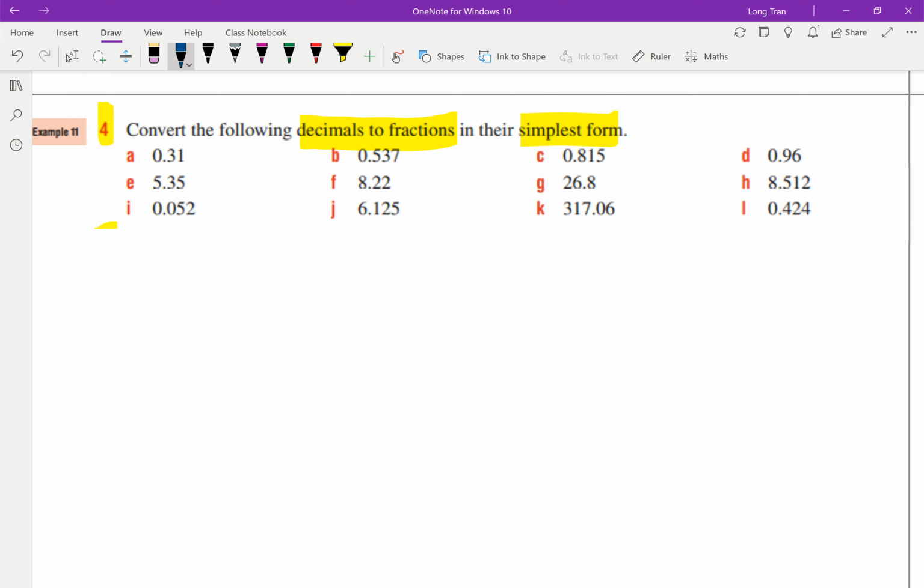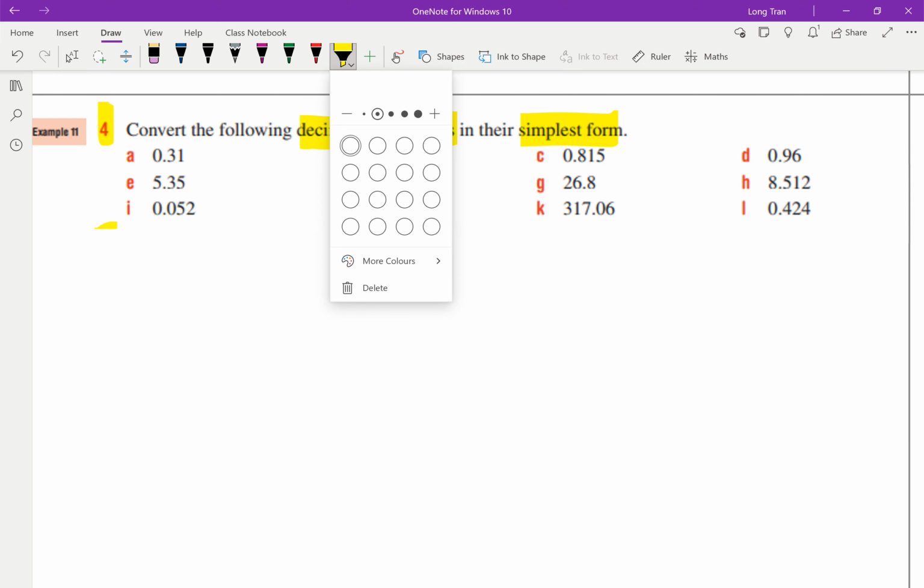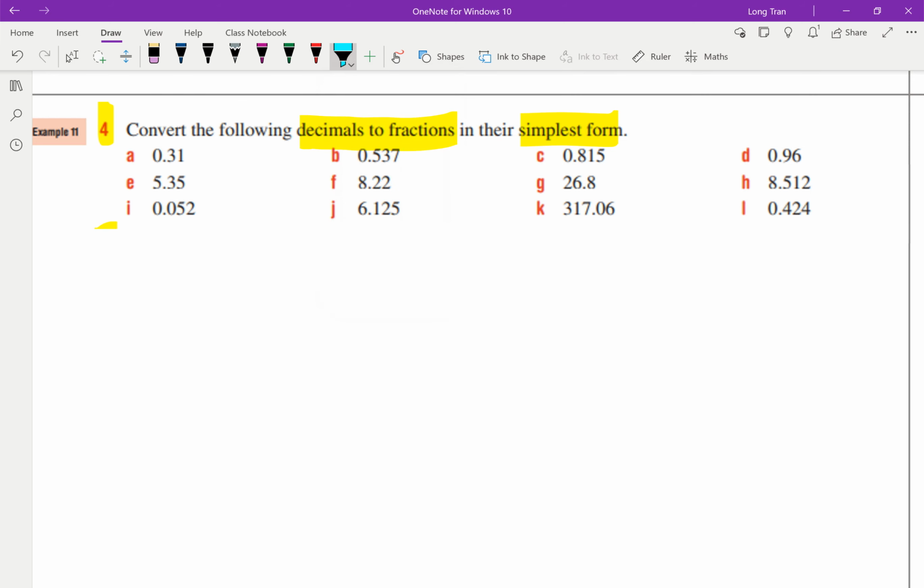Here we go. Let's pick a question. Let's do D to start off with, something that's nice and easy. And then we'll do G. And then we'll do I. Okay, here we go. Let's do this together. D.